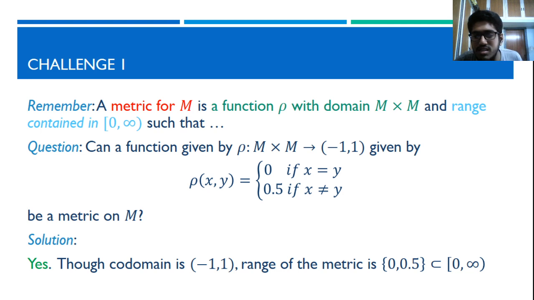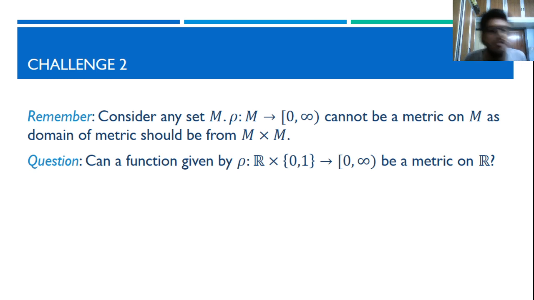Since it's clear for everyone, let's continue to the next challenge. Are you ready? I'm going to test the fact that for any set M, a function rho from M to the closed interval 0 comma infinity cannot be a metric on M, as the domain of the metric should be M cross M. Question: can a function rho from R cross the set 0 comma 1, with codomain as given, be a metric on R?